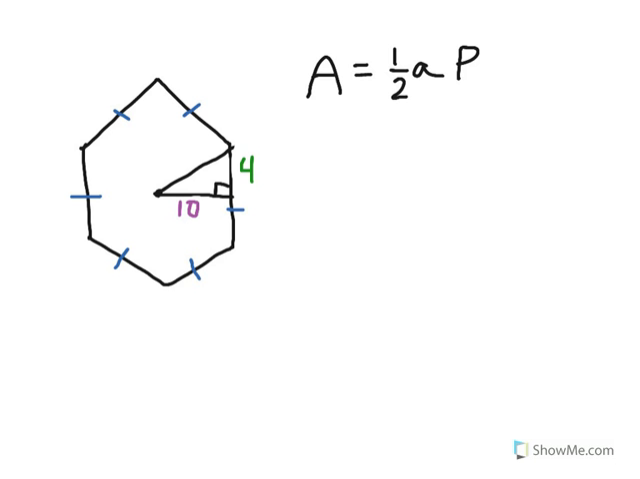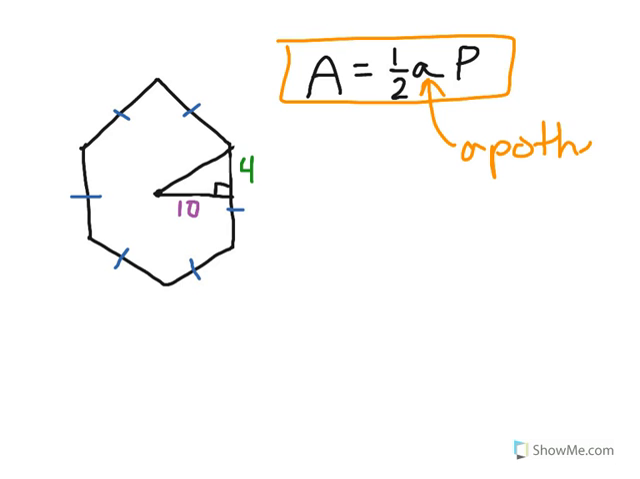Now, if I want to find the area of this, there's a couple of words or symbols you need to recognize that mean something that you can identify easily or you've seen before. We'll start with this one. Okay, here's the formula, and this little thing right here is called the apothem. Okay, that's the apothem, and I'm going to show you what that means on our drawing.